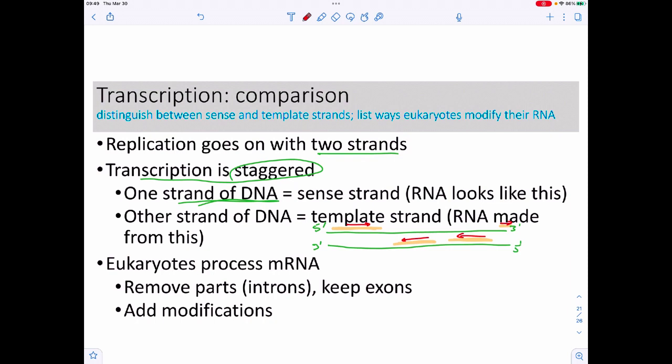With mRNA, if that's the RNA that we make through transcription, it turns out we modify it. We're going to remove some parts that are called introns. Introns are in the way. And we're going to keep things that are called exons, which are expressed. And we also modify it. We add a cap and a tail. What these say to the cell is, don't destroy me.